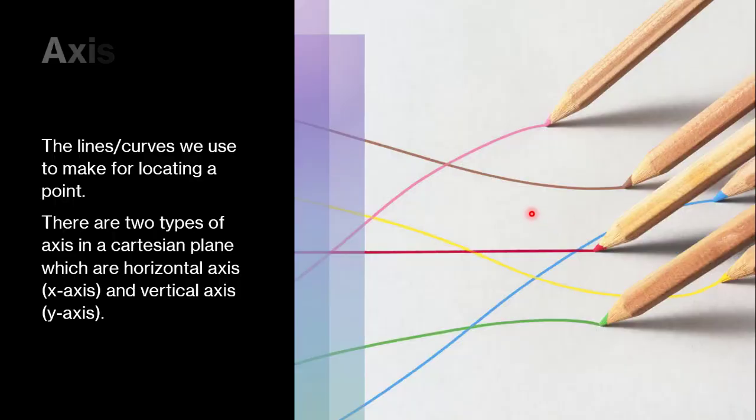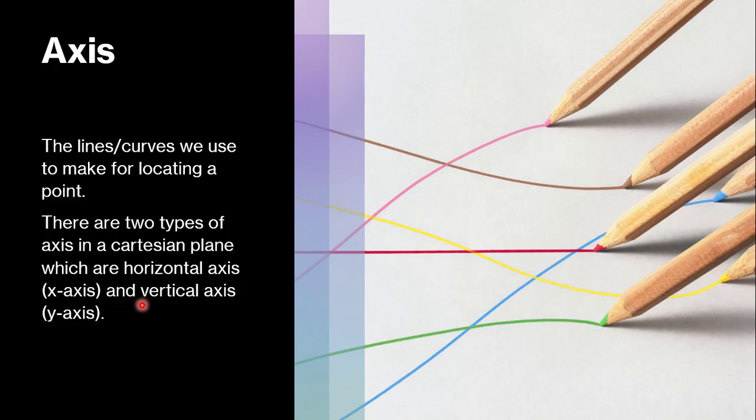Now, what is an axis? The lines or curves we use for locating a point. Okay, for the Cartesian plane we will be using lines, but for other purposes we also use some curves, and that is the subject of higher coordinate geometry. However, we are not concerned about that right now. Since we are limiting our discussion to a Cartesian plane, it has basically two types of axis: horizontal axis and vertical axis. The horizontal axis is also known as the x-axis, and the vertical axis is also known as the y-axis.